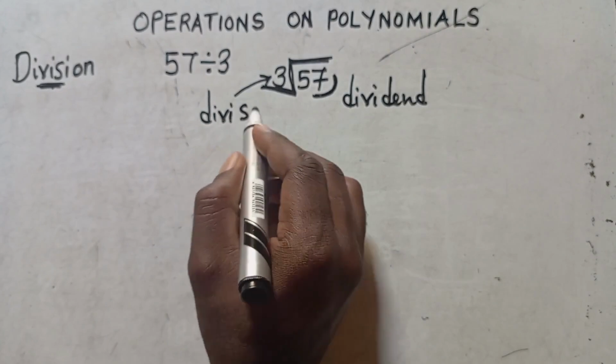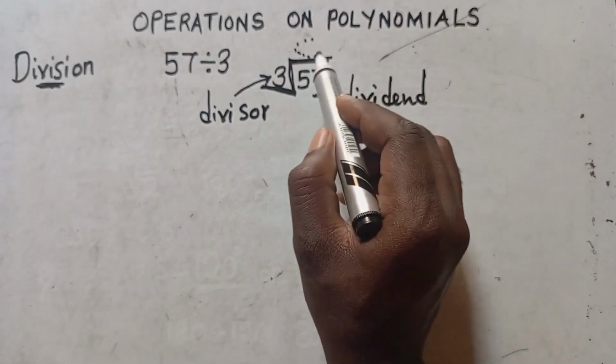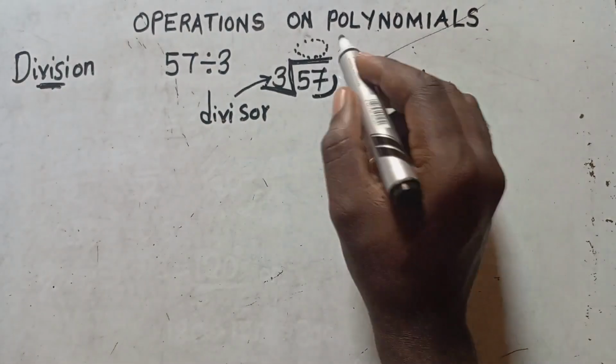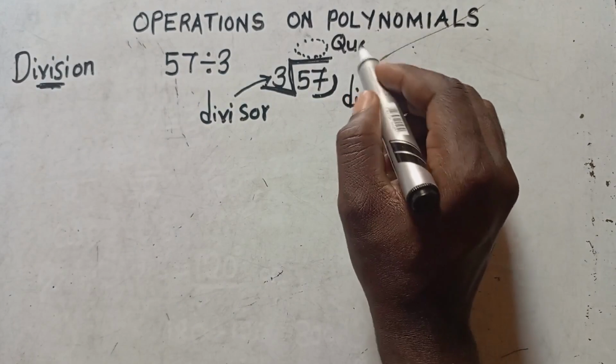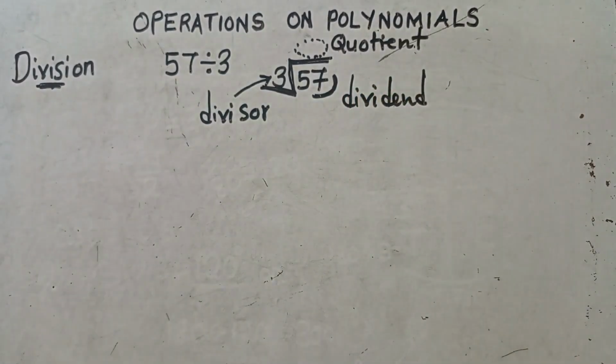So I want you to understand this. I want you to know this. Then the answer that we get on top there, we call that answer the quotient. The answer there is called the what? Is called the quotient. This is what you need to understand. So even as we proceed, I want you to understand this way of answering questions in an exam.